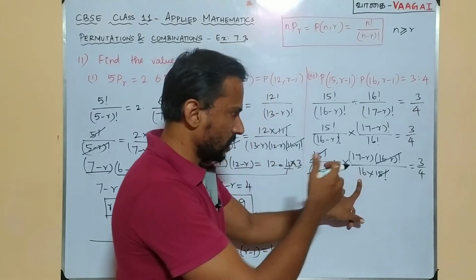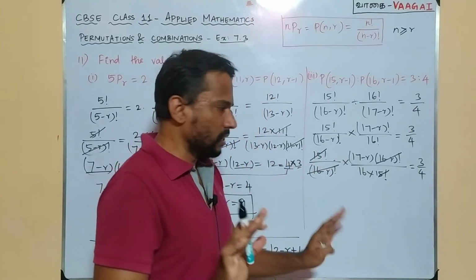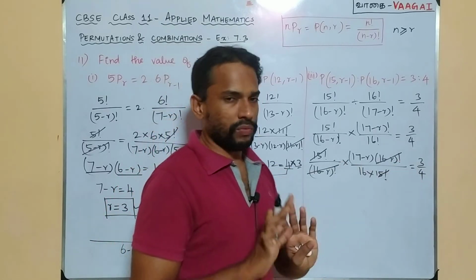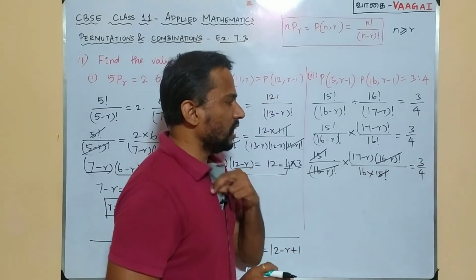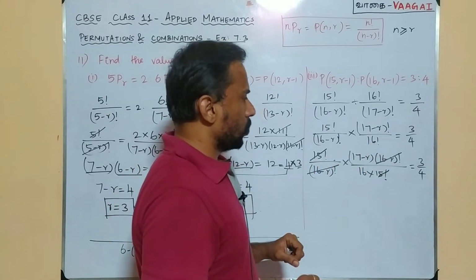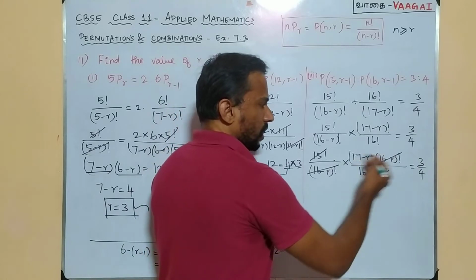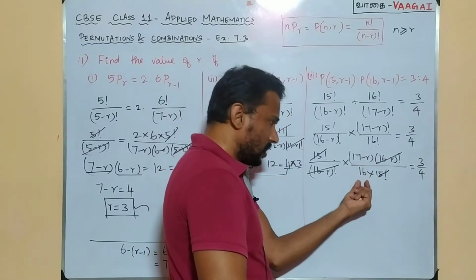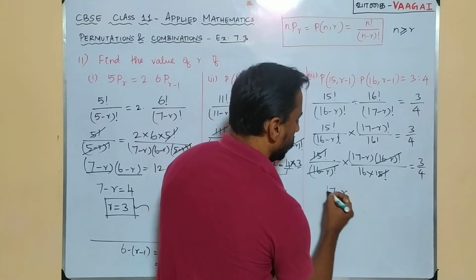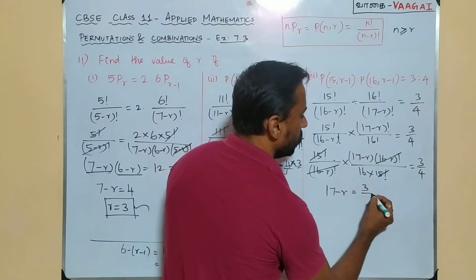Just listen carefully. All we have in our left hand side is (17 minus r) by 16, which is equal to the right hand side, 3 by 4. That's all we have. I think we can directly cross multiply. We can do it, right? I can simply bring this 16 alone to the right hand side. So if I do it, I'll get 17 minus r is equal to 3 by 4 into 16.